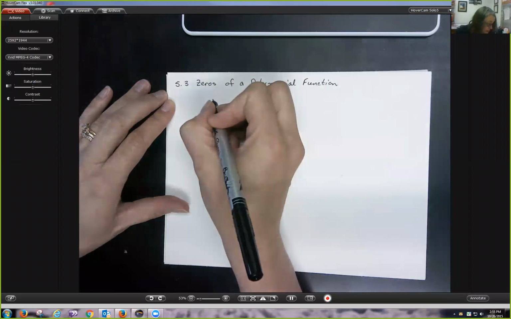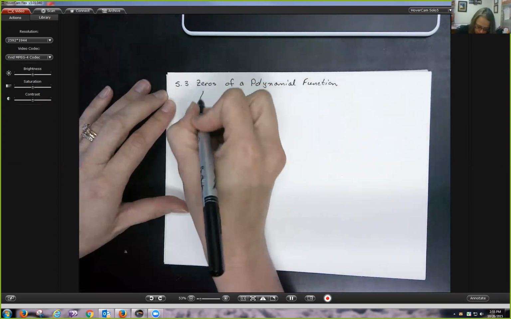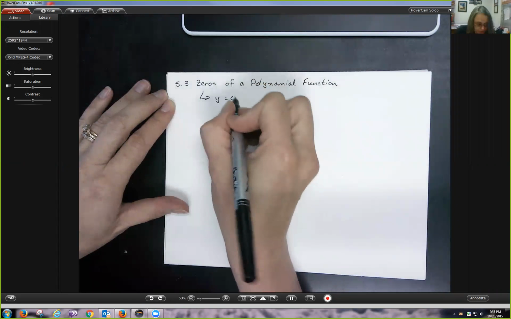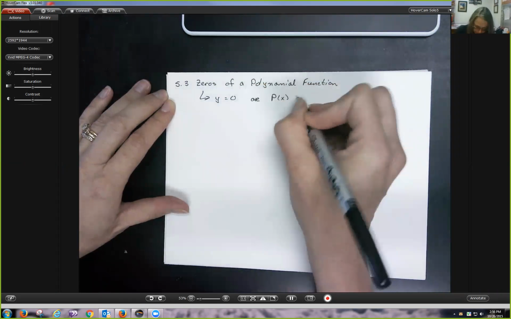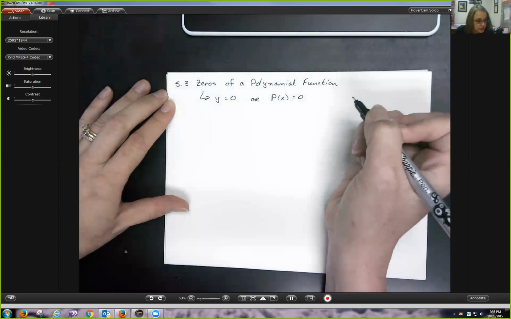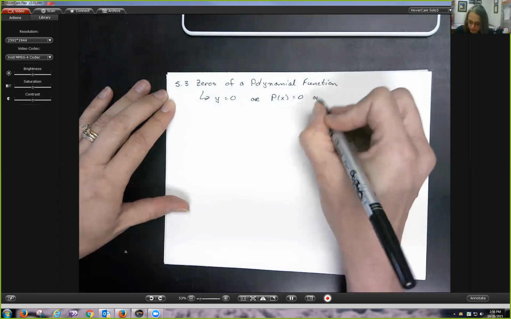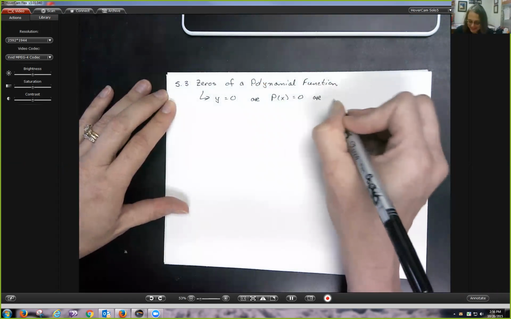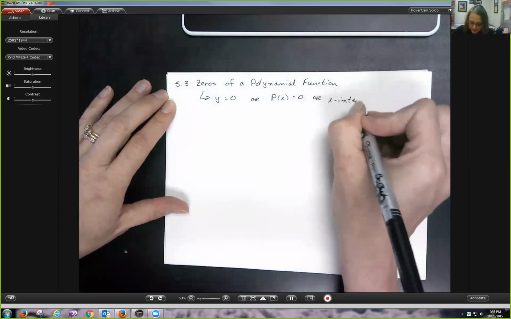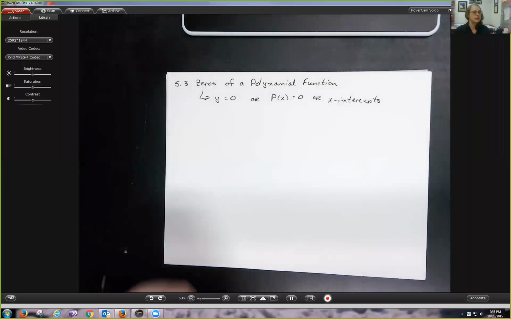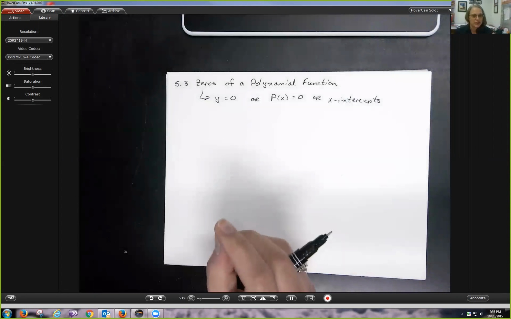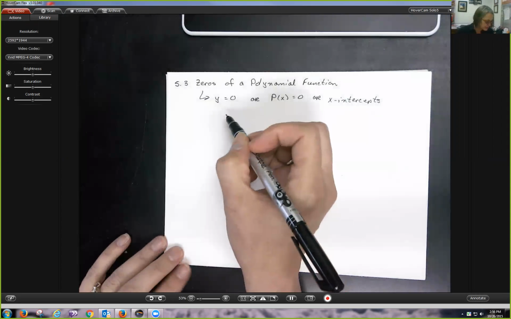Now, the zeros mean where y equals 0, or where the function equals 0, because those really are the same thing. Or, what's the other word for this? The x-intercepts. So what we're talking about here really are the places where the polynomial function interacts with the x-axis. It'll either touch or cross the x-axis at the zeros.